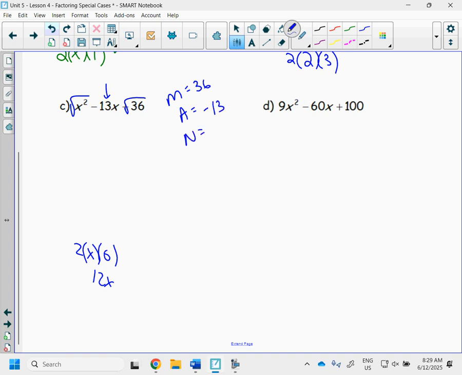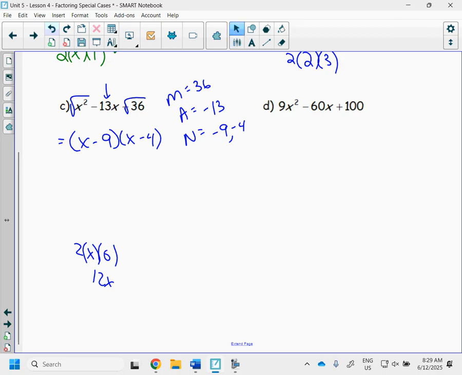Are there numbers that do this? Sure there are. -9 and -4. Hey, those are different numbers. It's not perfect, which means it's just two separate brackets. Can't forget our old techniques while we're learning new ones.